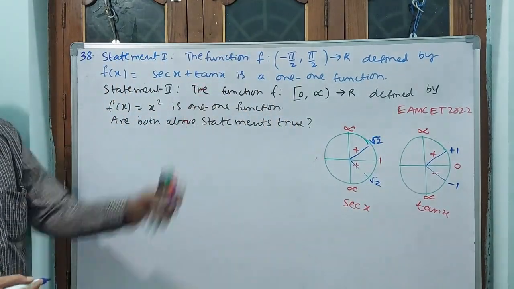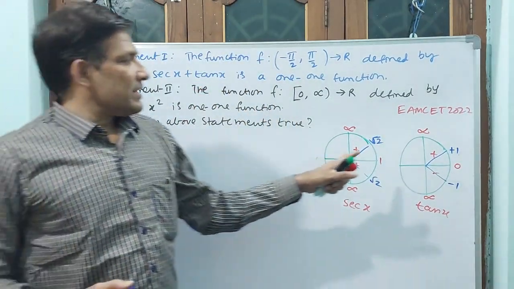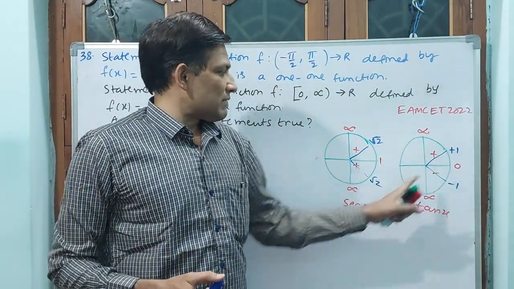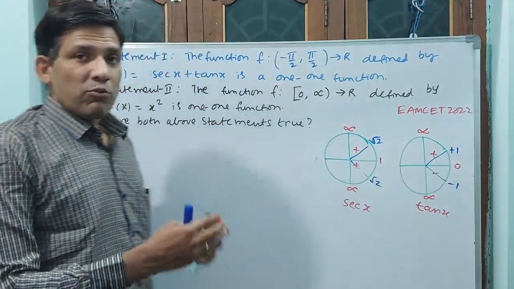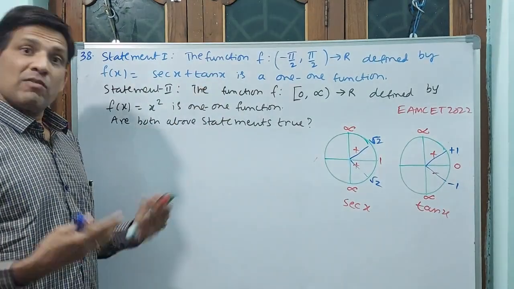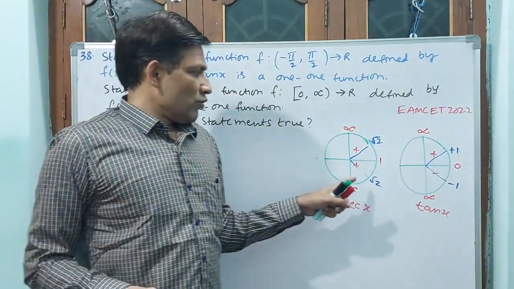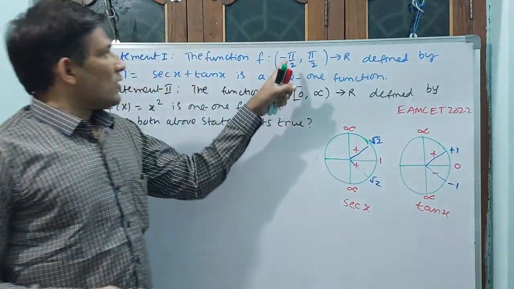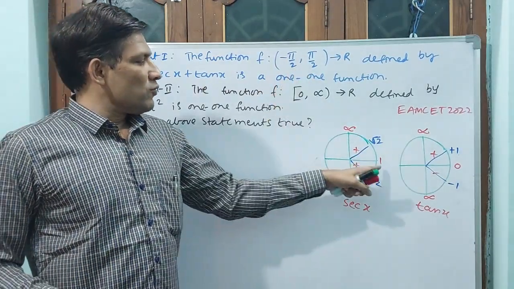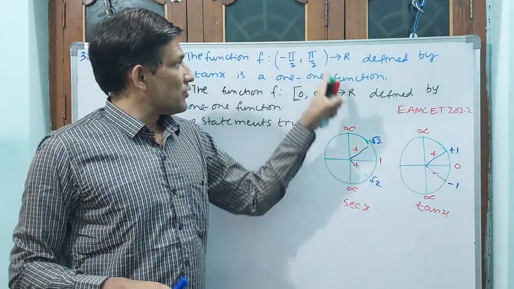Now you tell me what will happen here. This is going to become root 2 plus 1. This is going to become root 2 minus 1. That means both are different. Is it one-one function or not? One-one function only. Why? Because we are giving one value. See here, 0 if you give also, only one time it comes, 0 in between.